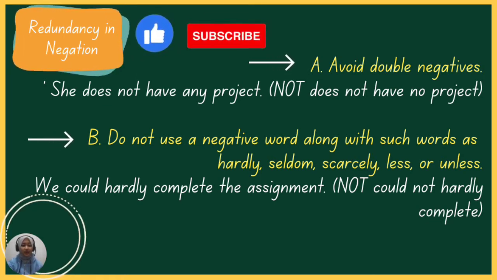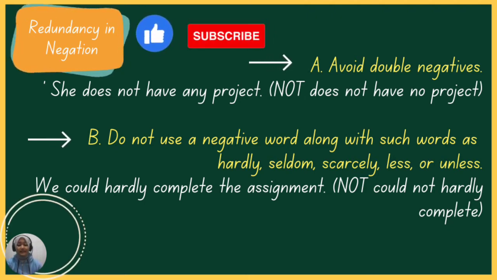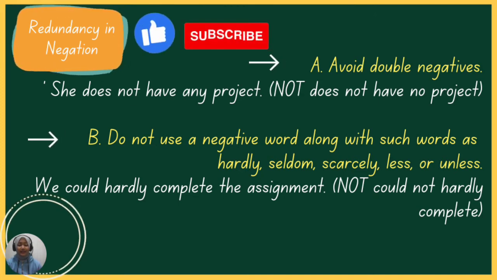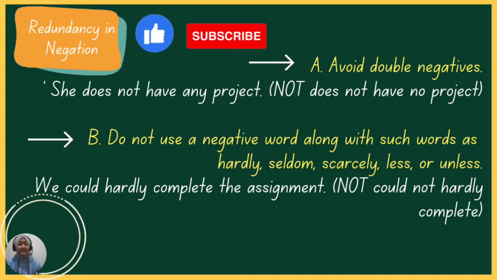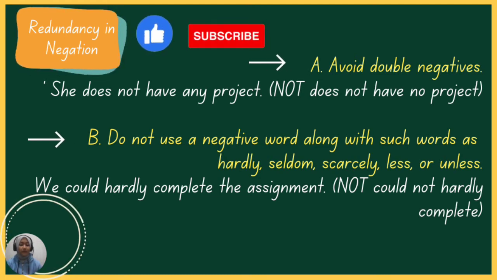Redundancy in negations, okay? What is redundancy? Redundancy means when something is unnecessary because it is more than is needed. Atau biasanya kita katakan mubazir dalam bahasa Indonesia, ya. So let's avoid double negatives. Avoid double negatives, penggunaan bentuk negatif yang ganda.